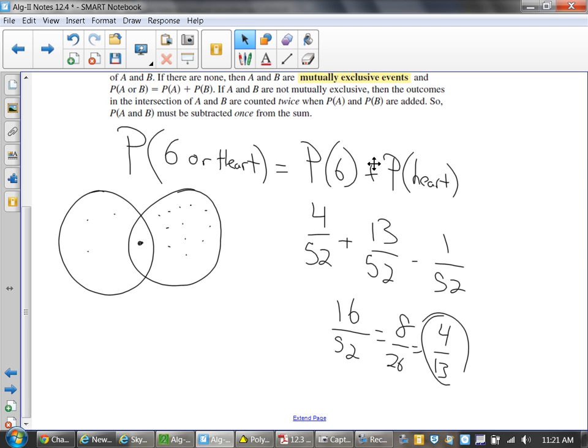So here's what's happening. We're working with mutually exclusive or non-mutually exclusive probabilities. This is an example of a non-mutually exclusive one. There is some overlap. So to find that probability, you take the probability of event A, plus the probability of event B, and then you subtract out the probability of A and B.